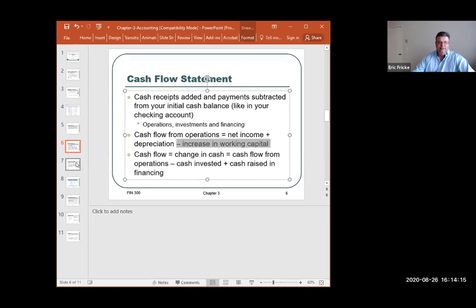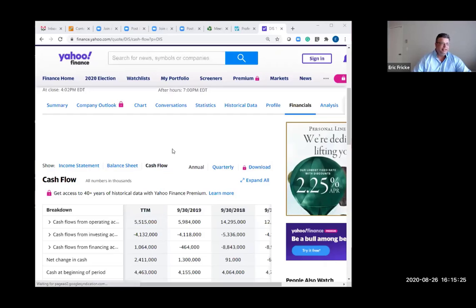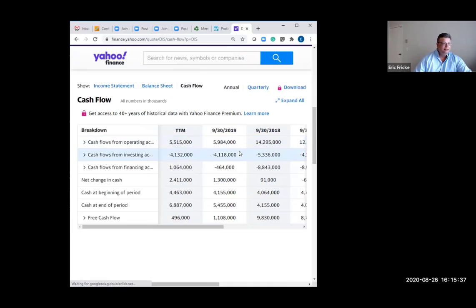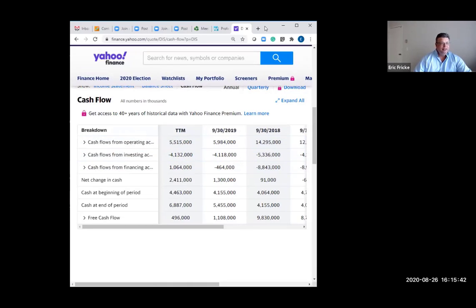Why don't we, with the risk of having Zoom go out again, go on and look at the cash flow statement. All right, so here's the cash flow statement for Disney. And notice how it's broken up into three parts here: cash flow from operations, cash flow from investing activities, and cash flow from financing. And then at the bottom line, they look at the change in cash flow.